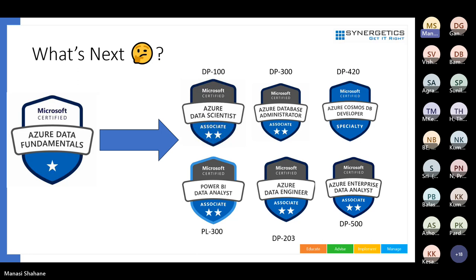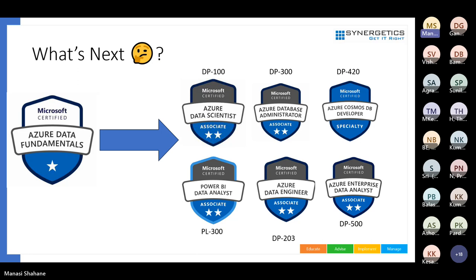You can then go for DP-300, which is for the database administrator. When we did the data roles, I had talked about the DBA, that is the database administrator. If you want to look only at the administration, managing and maintenance of databases, you should go for DP-300.